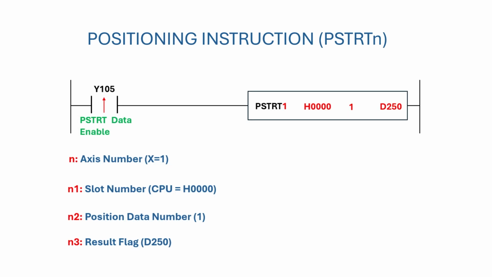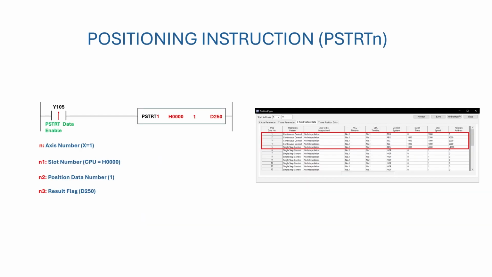Now, here is the actual ladder logic we'll be using in this example. So this is ladder logic using the X-axis position data. When Y105 is turned on, it will execute the X-axis position data. The axis number will be 1 because we're using the X-axis. The slot number will be H0000. Position data number will be 1. And we're going to be using D250 for our result flag. So we will see our result in D250.